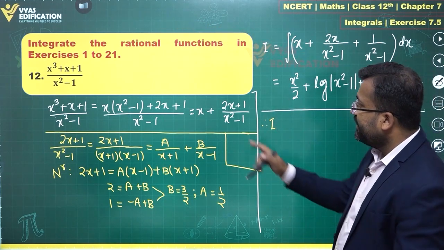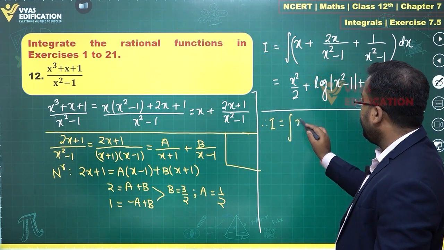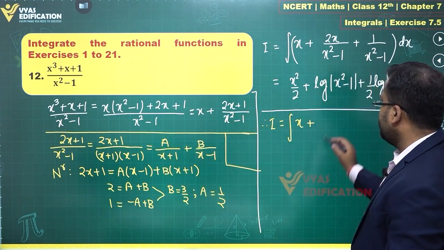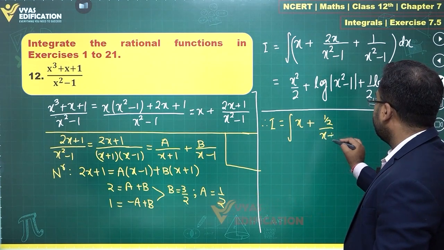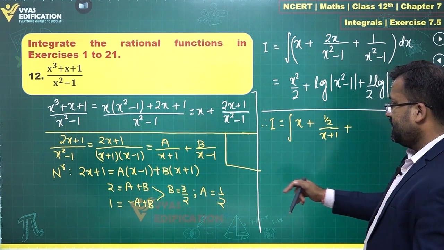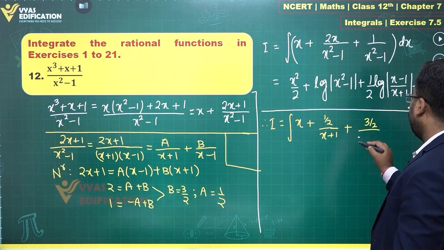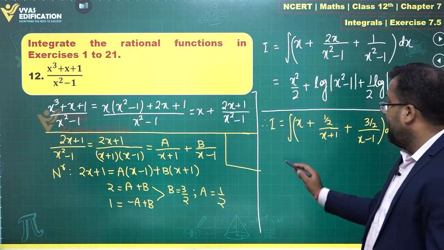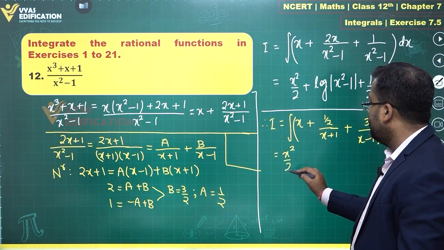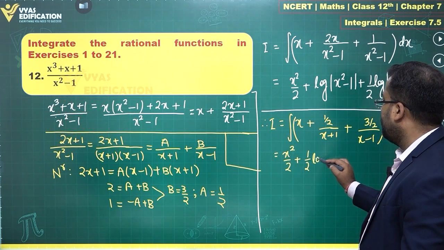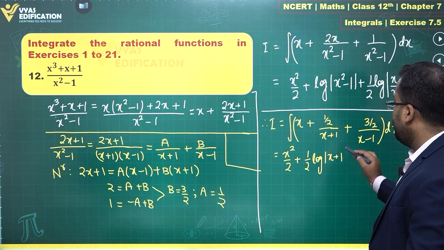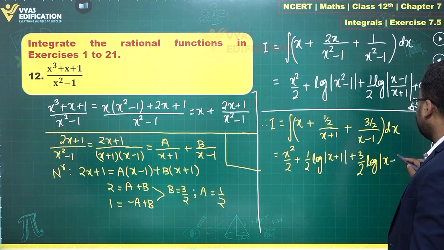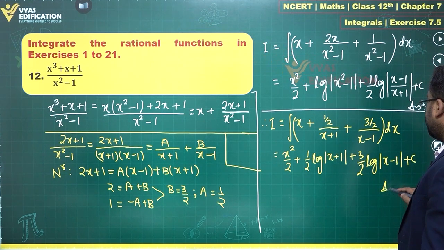I, which is that integral, becomes equal to x plus this expression, which is A upon x plus 1, which is 1 by 2 upon x plus 1, plus 3 by 2 upon x minus 1, dx. This is what you get, right? And the integral of x is x square by 2, plus half log modulus x plus 1, plus 3 by 2 log modulus x minus 1, plus constant, and that is the required answer.